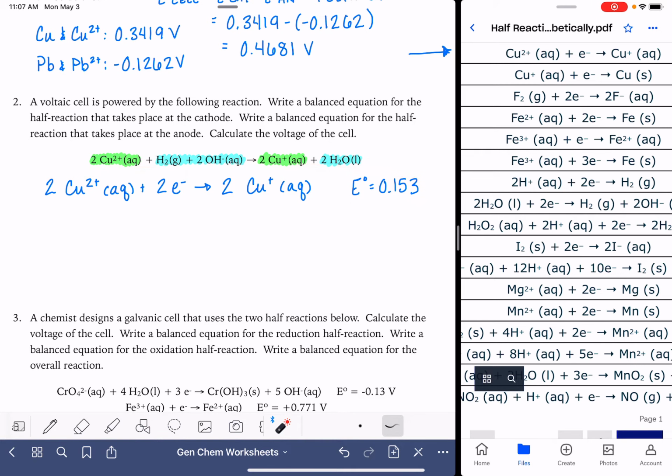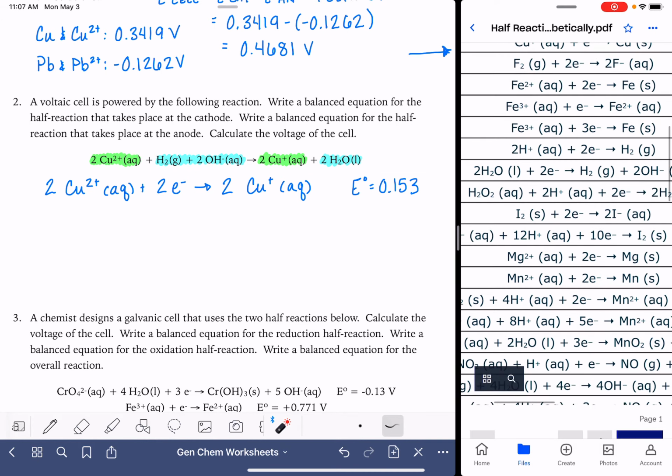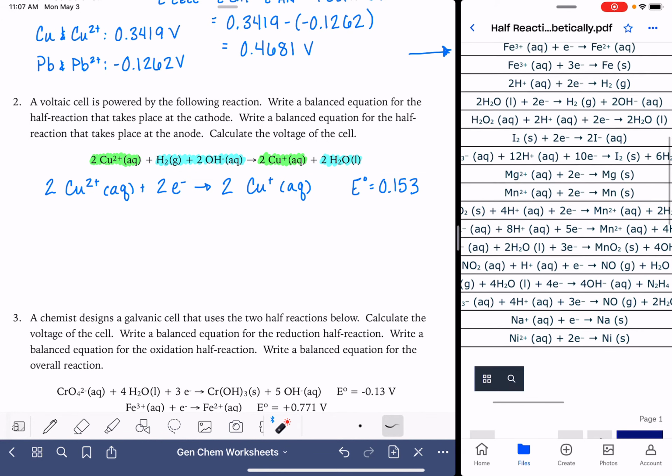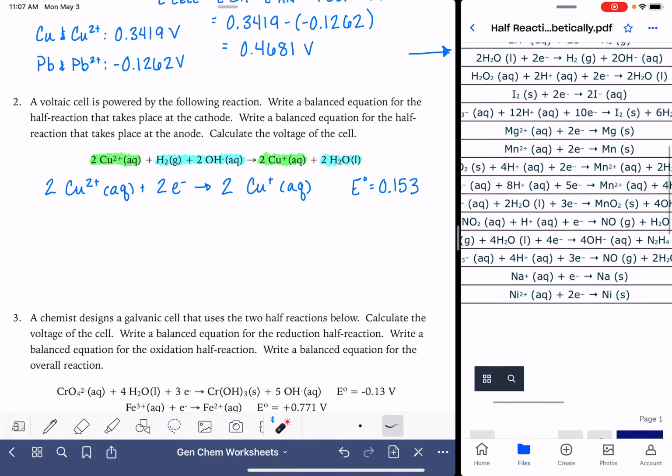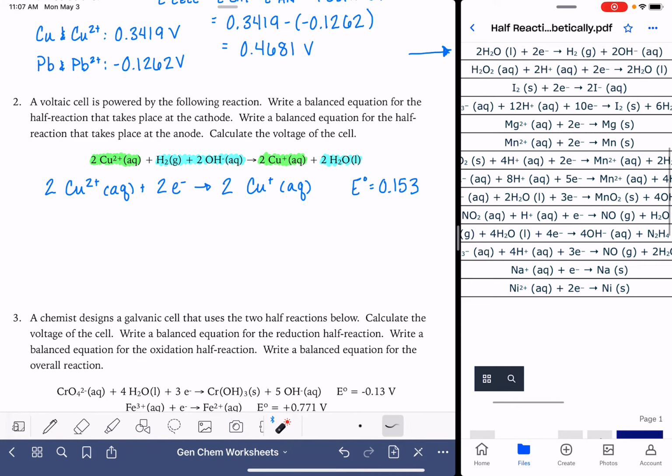Now I'm going to look for the other half reaction. I'm going to find something that involves hydrogens and oxygens. There are a few different half reactions involving hydrogens and oxygens, so I'm going to be a little bit careful. It looks like this one right here is the one we're looking for, but you've got to look at it pretty closely. It has 2 H2O liquid, which we have on the right hand side, and in this one on the left hand side it has H2 gas and 2 OH minus aqueous. So it is the same. This is the half reaction we're looking for. It just has been turned around.